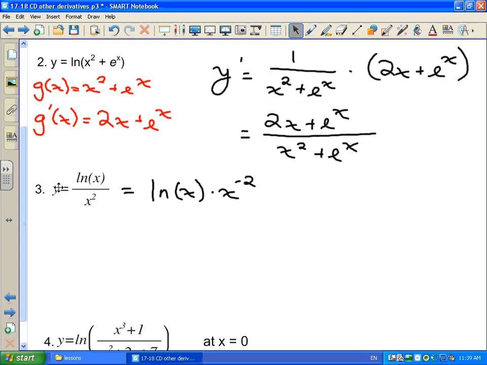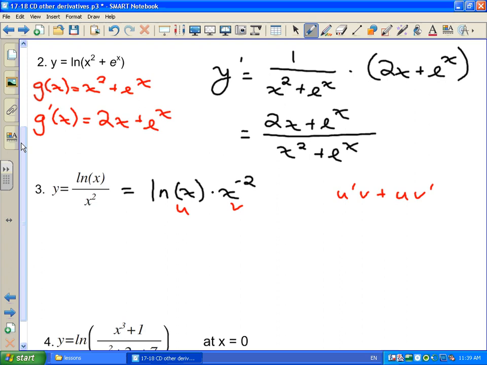But the choice is yours. Now, we don't have to use the chain rule, because when we look at our ln function here, we've just got straightforward ln x. So we're just using the product rule here. We've got u and v, and our derivative is going to be u primed v plus u v primed.